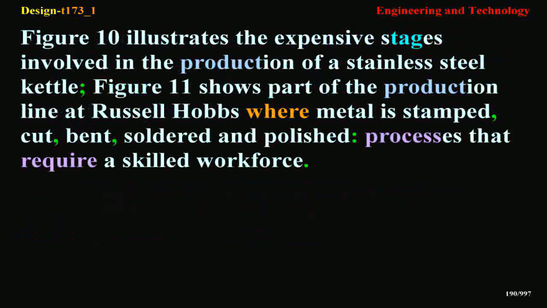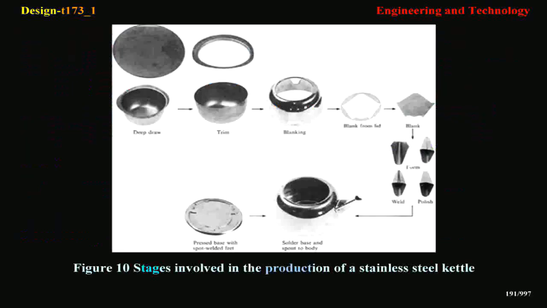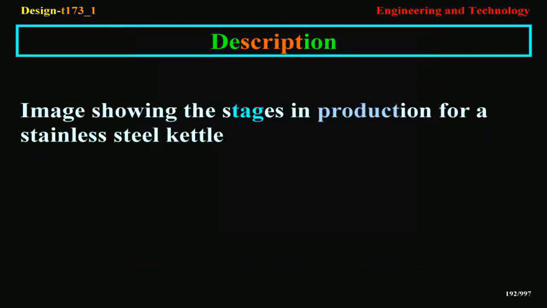Figure 10 illustrates the expensive stages involved in the production of a stainless steel kettle. Figure 11 shows part of the production line at Russell Hobbs where metal is stamped, cut, bent, soldered and polished. Processes that require a skilled workforce. Figure 10. Stages involved in the production of a stainless steel kettle. Description: image showing the stages in production for a stainless steel kettle.